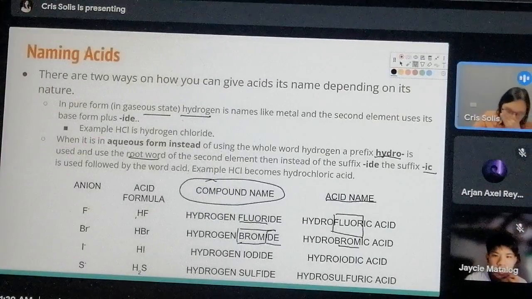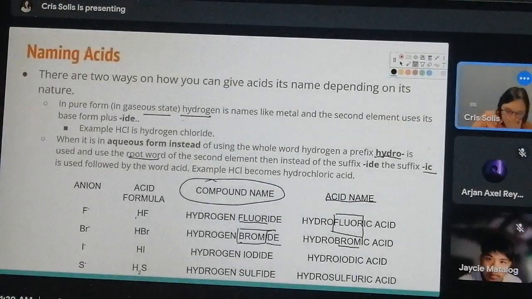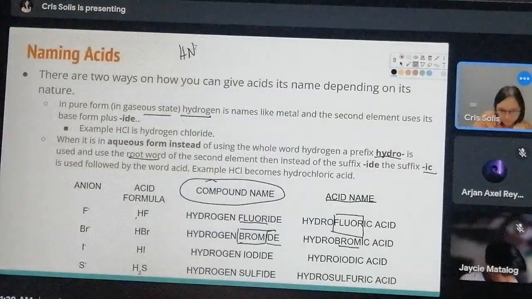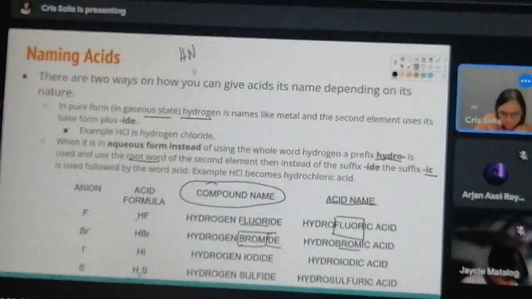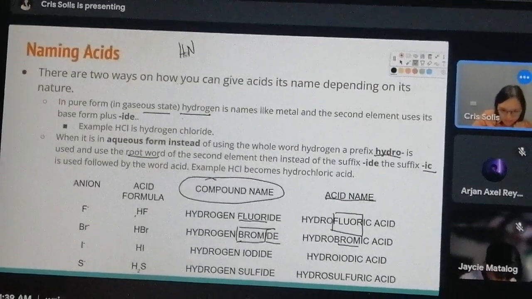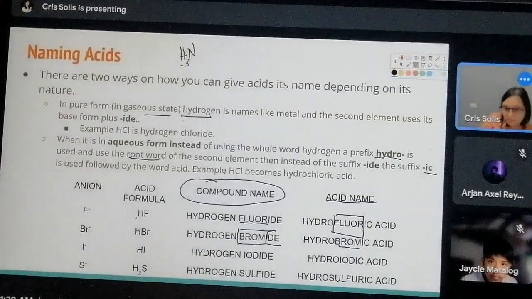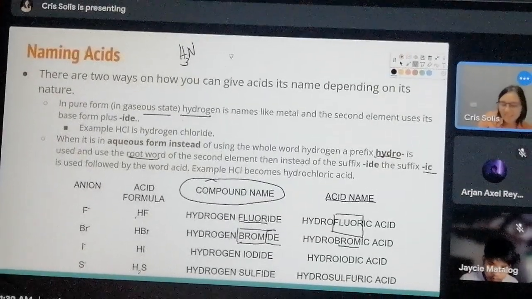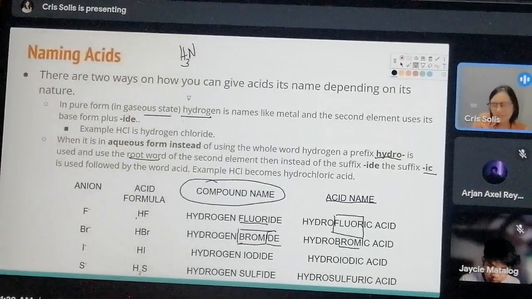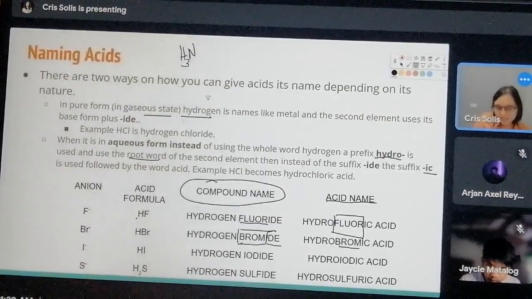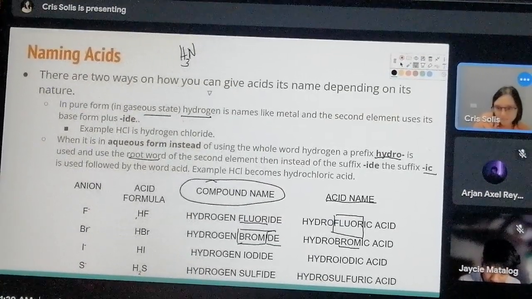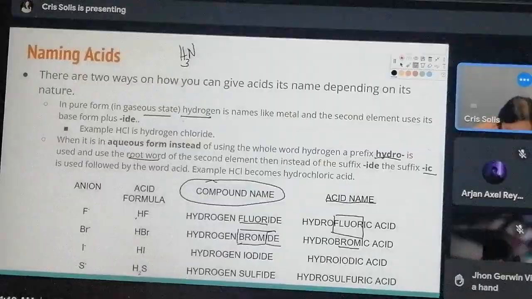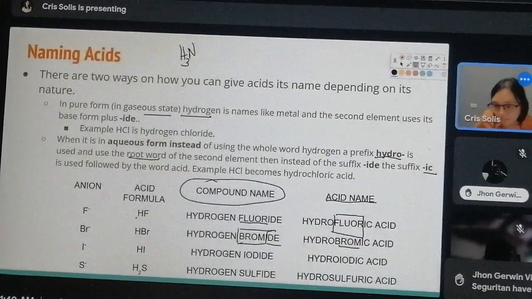Okay, what if H3N? As an acid? No, as an ionic compound. H3N. Compound name first. Fiona.